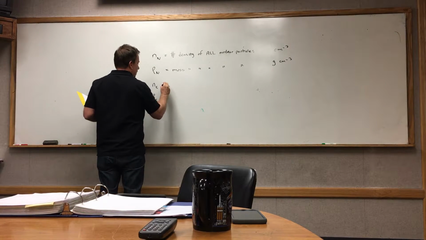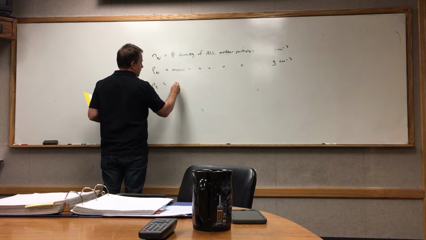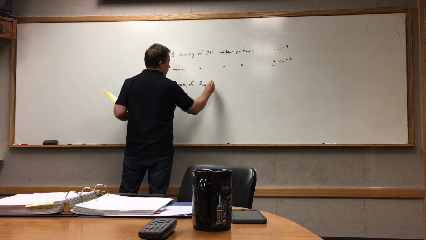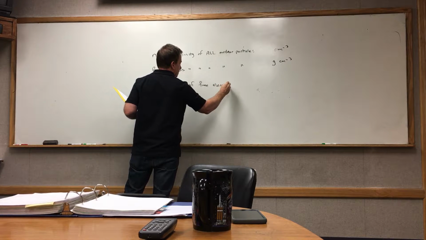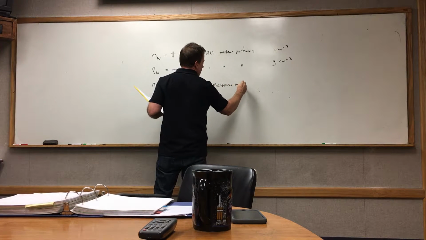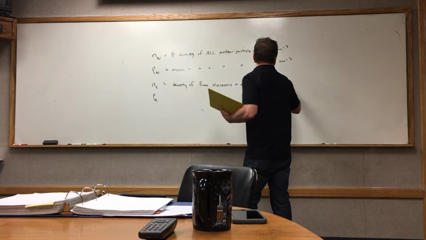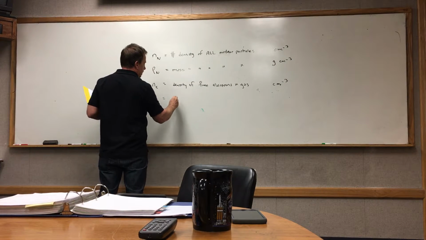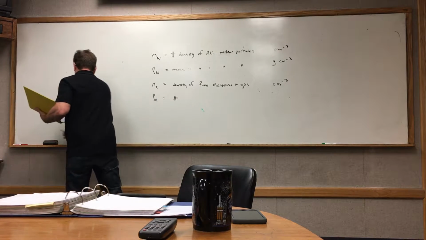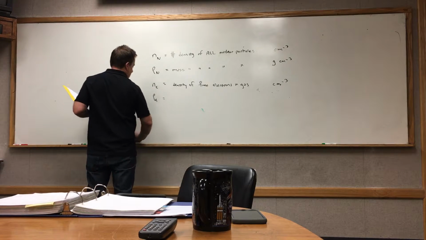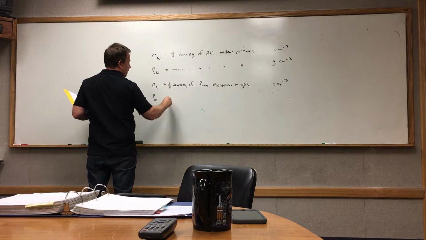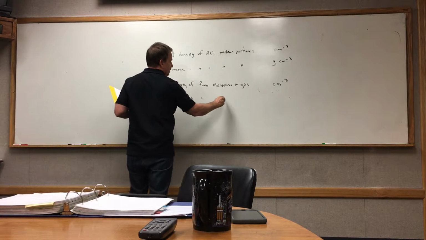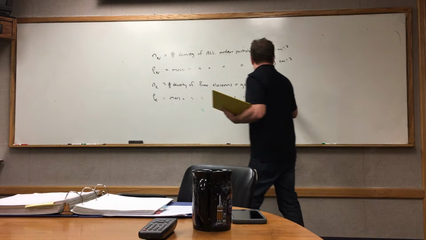N sub E, anybody? Number density of electrons, right? Of the free electrons in the gas, in centimeter minus 3. And rho sub E is the mass density of free electrons in the gas.